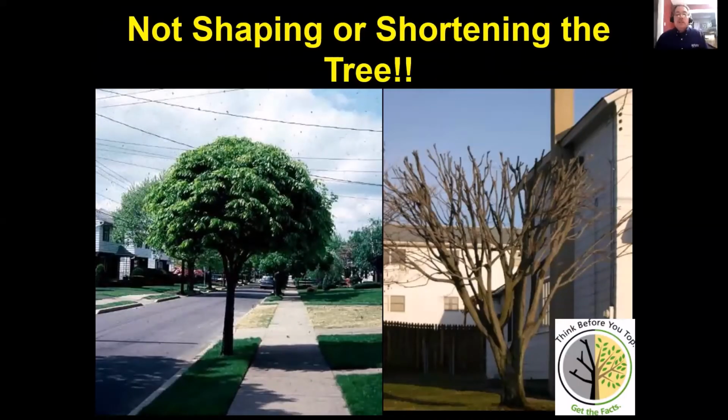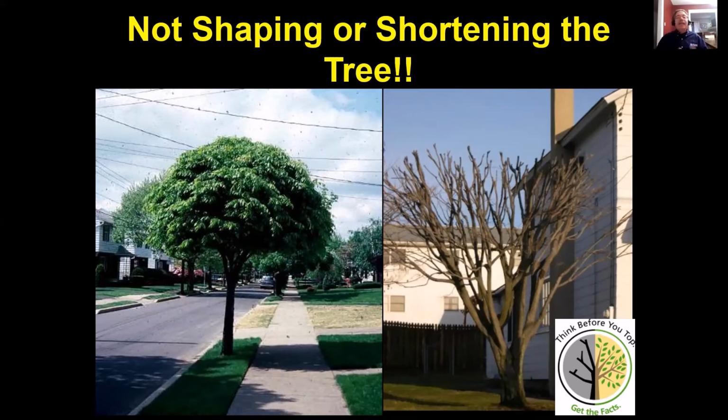And what I want you to understand when we're pruning is it's not about shaping. It's not about shortening. Okay, this is about improving form. If we're trying to make balls and little lollipops out of trees, then maybe you should be working for Disney, and you could do that there as topiaries.